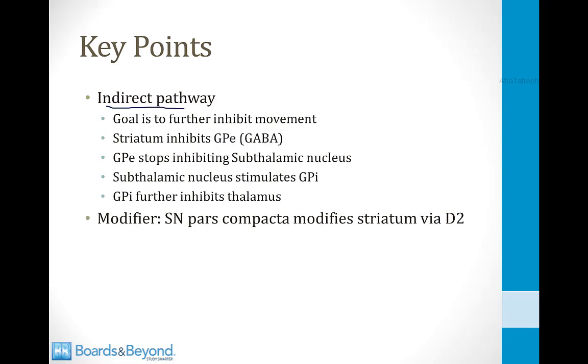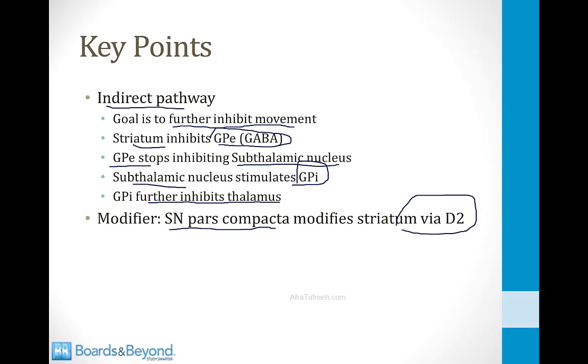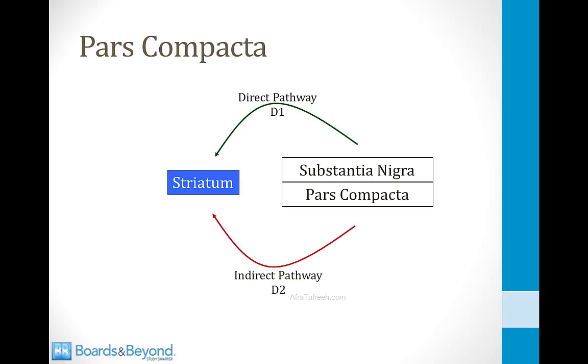So for the indirect pathway, the goal is to further inhibit movement beyond the basal state, and it starts by the striatum inhibiting the globus pallidus externus via GABA. The globus pallidus externus then stops inhibiting the subthalamic nucleus. This allows the subthalamic nucleus to stimulate the globus pallidus internus, which then further inhibits the thalamus beyond the basal state. Once again, the substantia nigra pars compacta is the modifier, but in this case it modifies the striatum via dopamine and D2 receptors.